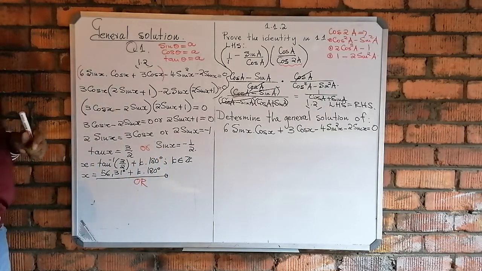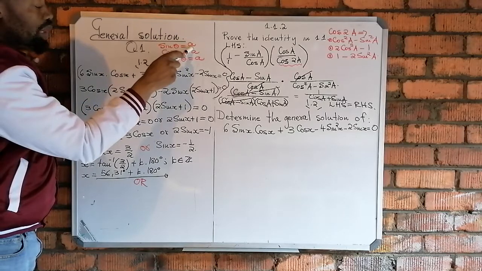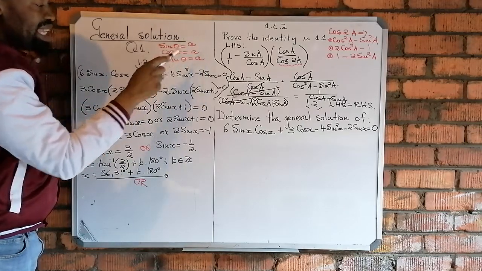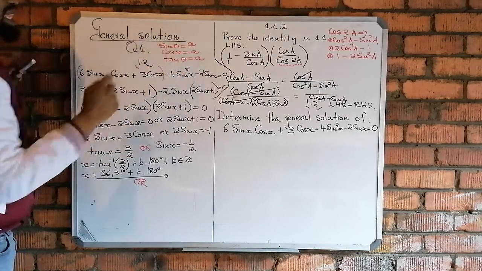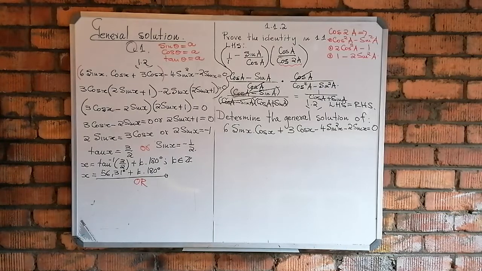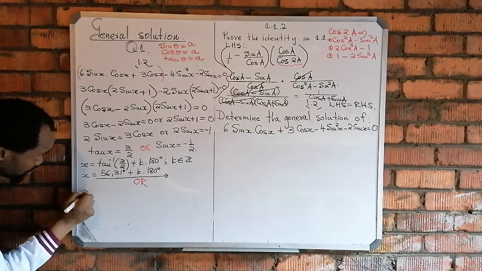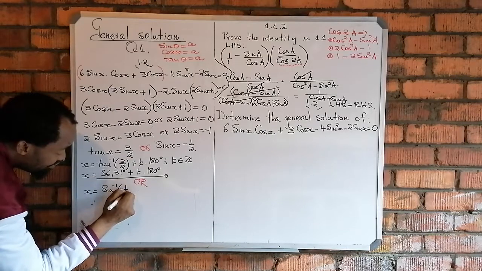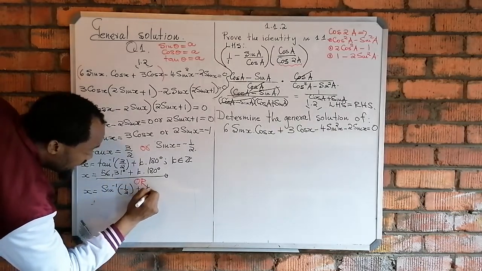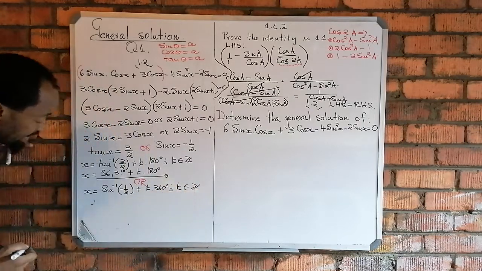Remember the condition. I want to remind you of the condition. The condition says if sine theta is equal to A and A is between -1 and 1, then theta is equal to arc sine of A plus K times 360, where K is an element of integers. Now I'm doing this one because this is between -1 and 1. It will be x is equal to arc sine of -½ plus K times 360 degrees, where K is an element of integers.